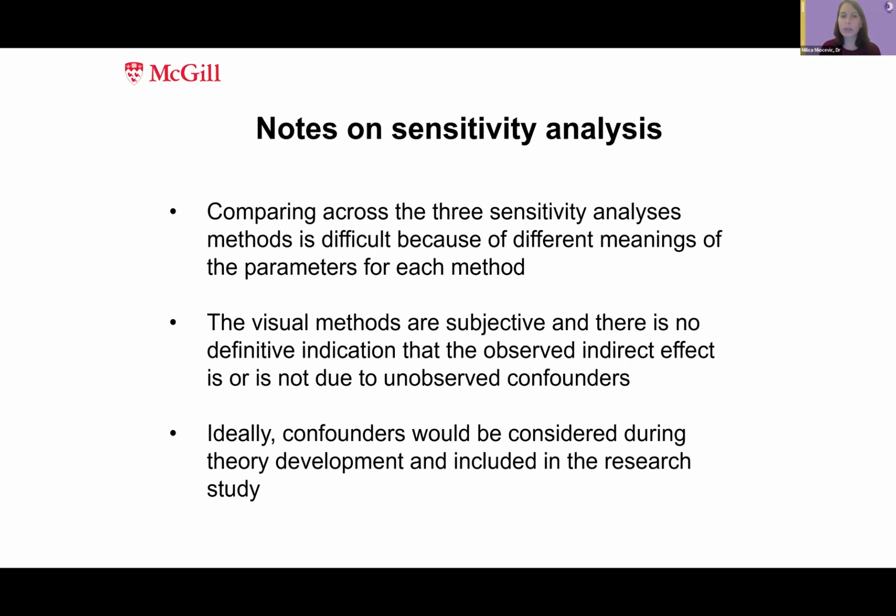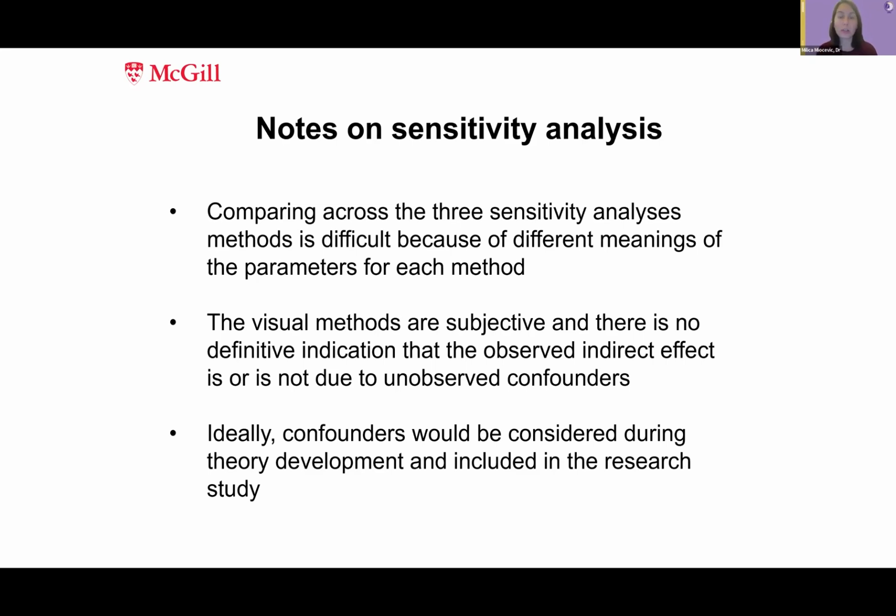So it's hard to compare across these three methods because they have different parameters that mean different things. Also, the first sensitivity analysis assumes a binary confounder. Another downside of using these methods is the subjectivity that's inherent in visual analysis. And also we have no definitive indication that there is indeed an unobserved confounder that can explain away our indirect effect. So ideally, if researchers are in control of which variables are collected as part of their study, confounders will be considered during theory development and measured as part of the research study.